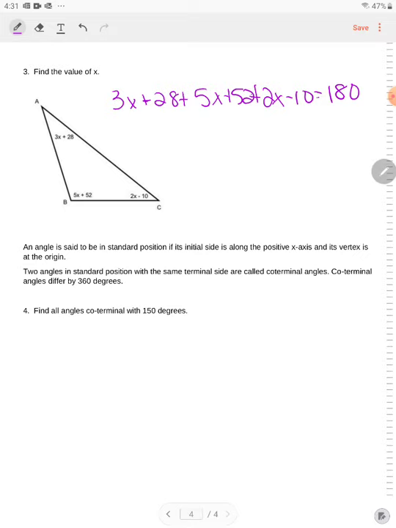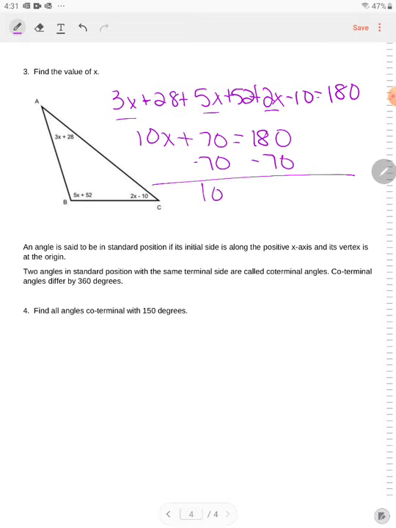So now we have to do some algebra. Those are all plus signs. 3x plus 5x is 8x, plus 2x is 10x. So we're going to add our x's. Plus 28 plus 52 minus 10 is 70. So 10x plus 70 equals 180. Subtract 70. 10x equals 110. Divide by 10. x is equal to 11. Notice if we read our question again, it says find the value of x. So we're looking for 11.